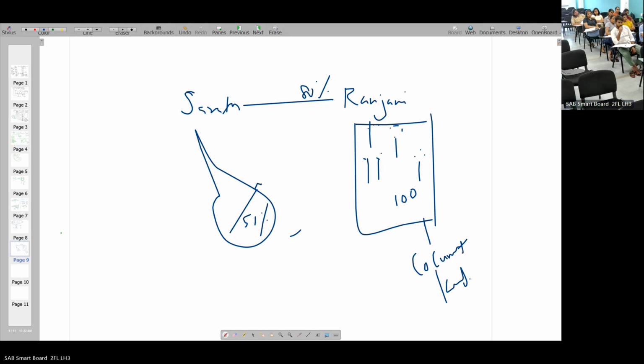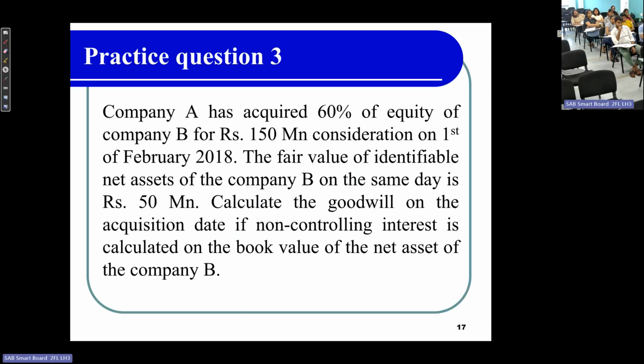Full. Right? There is an adjustment through the equity of Ranjani. There is an adjustment on the investment of Sarat. All other assets and liabilities should be line by line addition. That's the consolidation mechanism. Right? Okay. We'll do this question now.